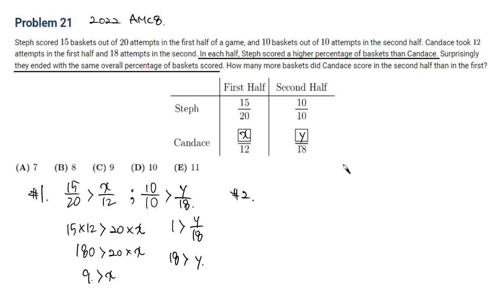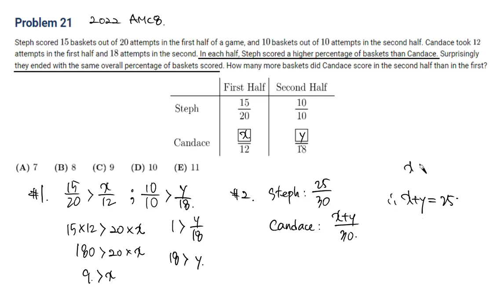Now, the second piece of information that we need to check is that the overall percentages that Steph and Candace scored must be exactly equal to one another. So let's look at Steph's overall percentage. It must be 25 over 30. And for Candace, it must be X plus Y over 30. So we need to have X plus Y equals 25, with X less than 9, and Y less than 18.